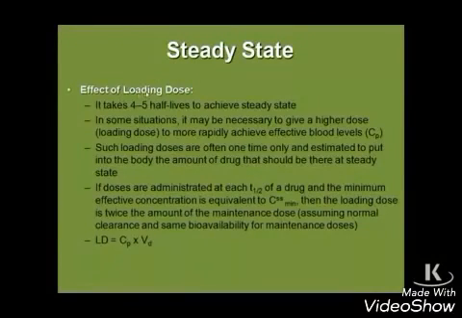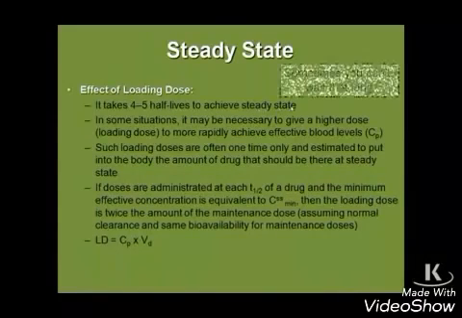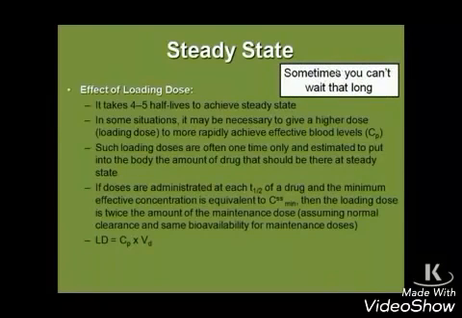Next, we're going to look at the effect of a loading dose. Since it takes 4 to 5 half-lives to achieve clinical steady state, sometimes you just can't wait that long. It may take a long period of time to reach that steady state depending on the half-life of the drug, and that might be a situation where you want to use a loading dose. Now, a loading dose is designed really to more rapidly achieve effective drug levels in the blood, and it's really equivalent to giving a bolus of the drug, most often a one-time only bolus.